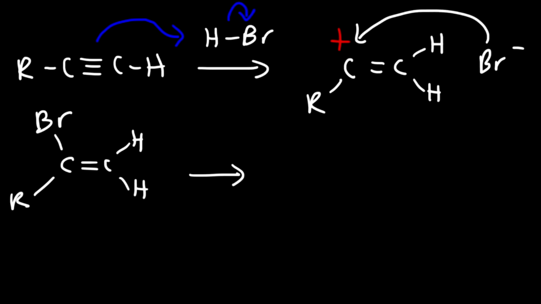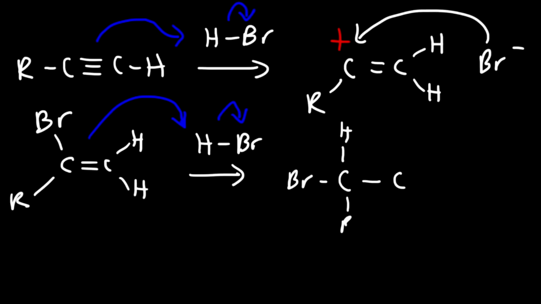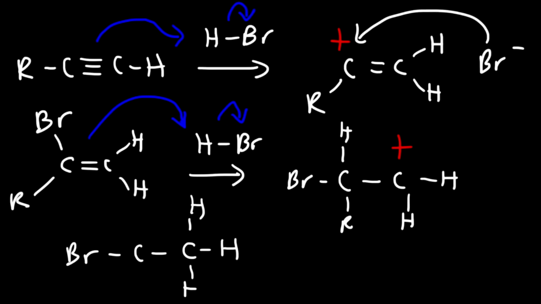Now let's react this with HBr again. So the double bond is going to attack the hydrogen, expelling the bromide ion once again. Now let's talk about where to put the hydrogen atom. So if we place it on the secondary carbon, the plus charge will be on the primary carbon, which is not good. But if we place the hydrogen on the primary carbon, the plus charge will be on a secondary carbon, which is better. And not only that, but this carbocation is stabilized because of the bromine atom.